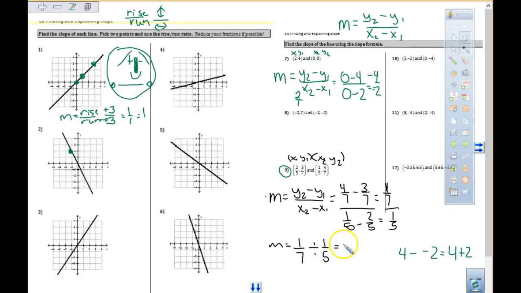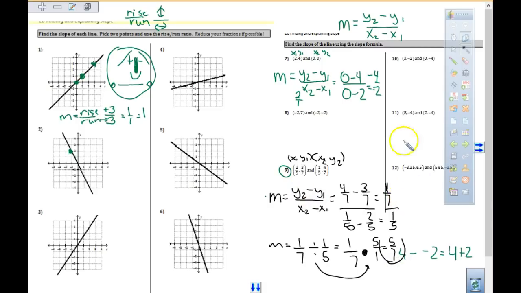And if you remember doing fraction division, we change division to multiplying by the reciprocal. And the reciprocal of 1/5 is 5 over 1. And that's how they got the answer of 5/7 in the back for number 9.